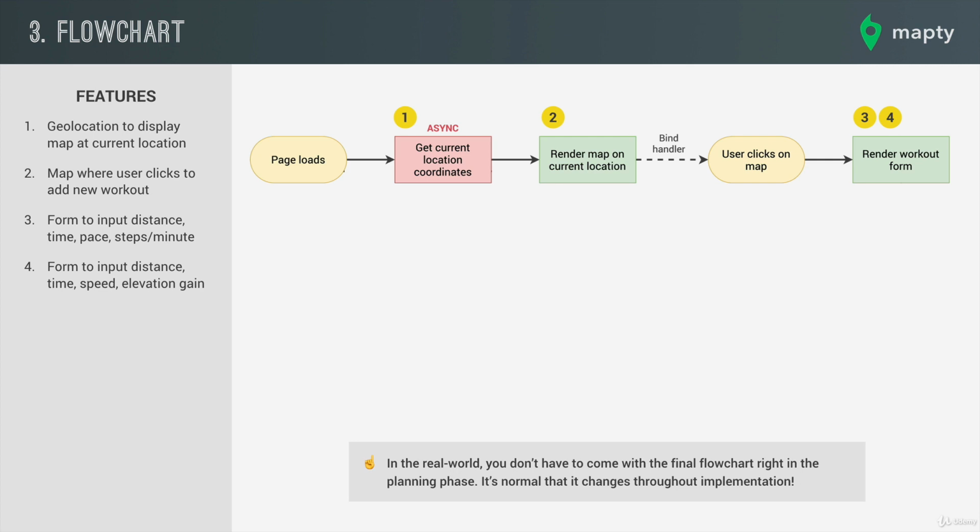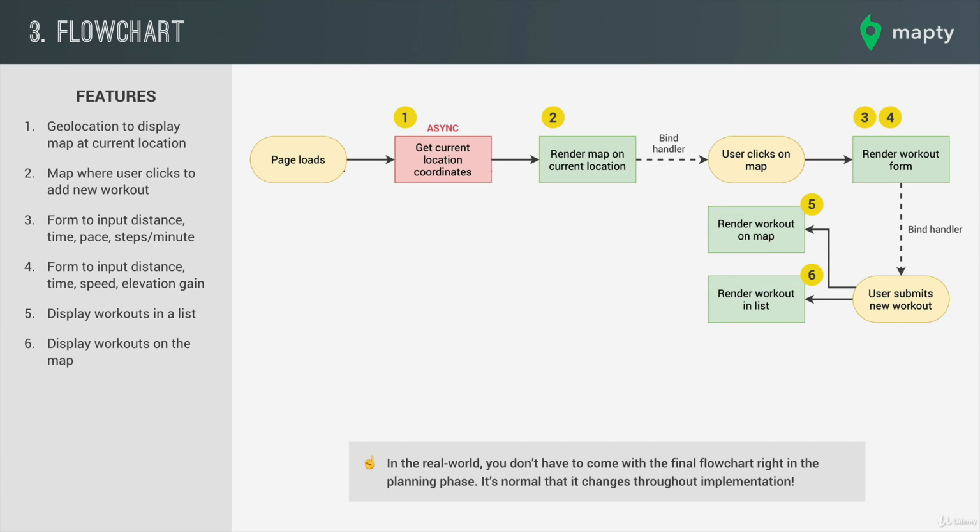Alright, but anyway, let's continue with our features here. So next up, we want to display workouts in a list and on the map. And so therefore, this is what our flowchart is going to look like. We rendered the form in steps 3 and 4, and then we're going to have an event listener on that form. And so whenever the user submits a new workout, it is going to be rendered on the map and on the list in steps 5 and 6.